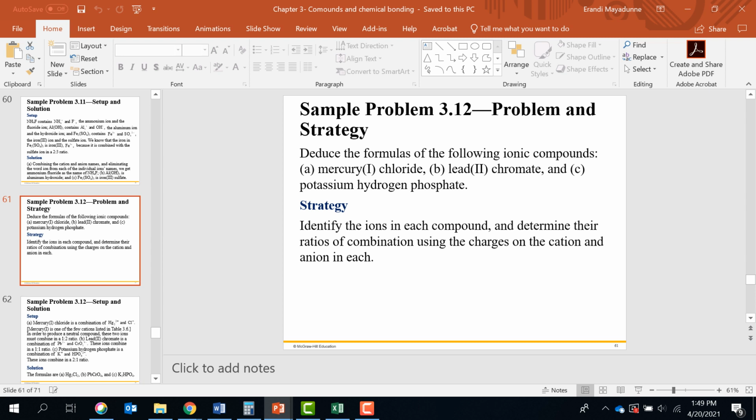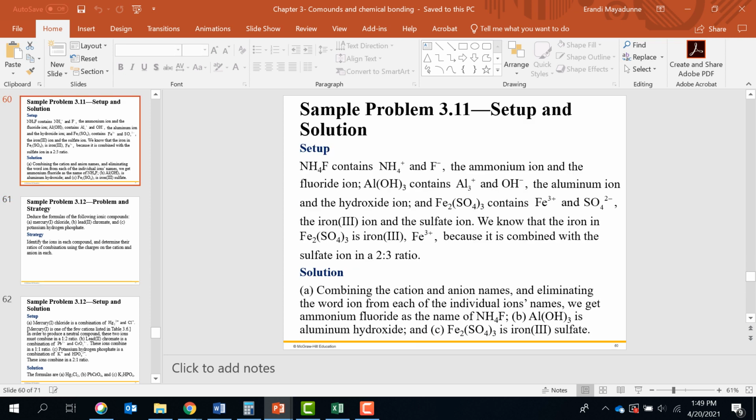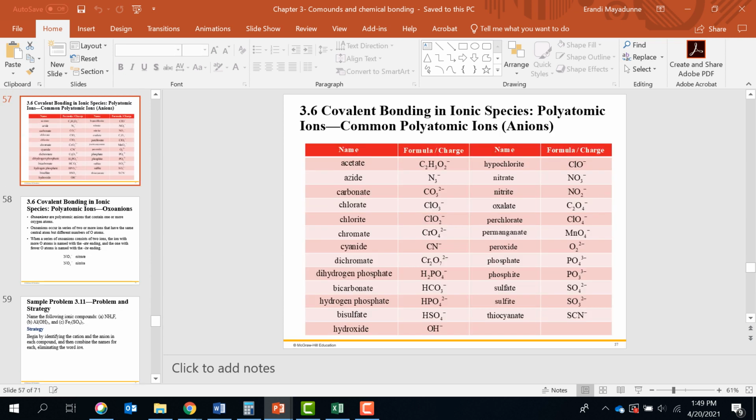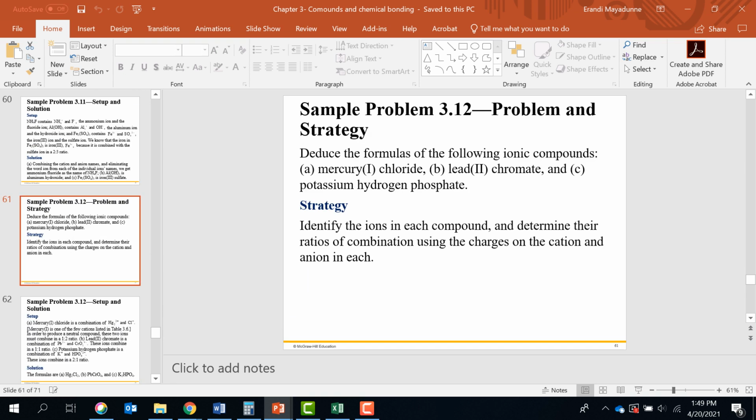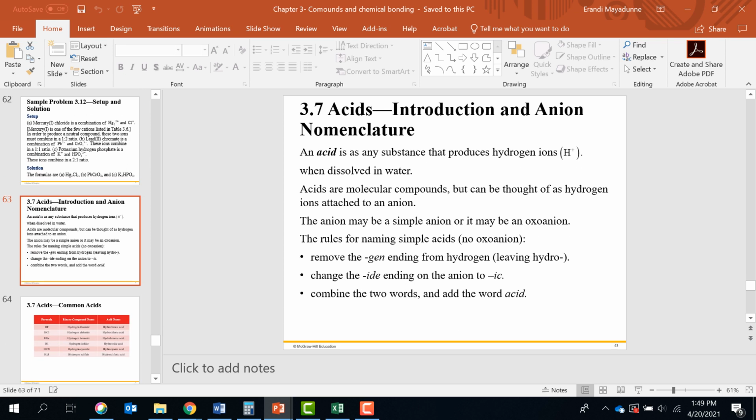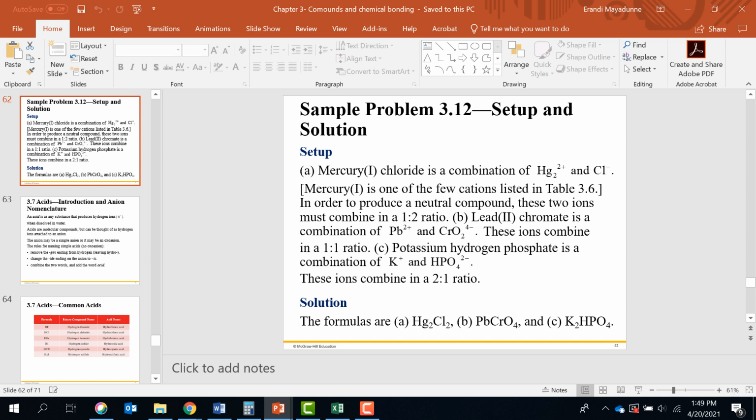And then I have to find the formula. Mercury chloride, HgCl. Lead chromate, Pb, CrO4. What is the charge of chromate? You go up and see the chromate charge: 2 minus. So Pb 2 plus, chromate 2 minus, they cancel out. Potassium hydrogen phosphate, KHPO4. So potassium is 1, hydrogen phosphate, HPO4, has a charge of 2, which you have to write under potassium. So that's what I have written, K2HPO4.